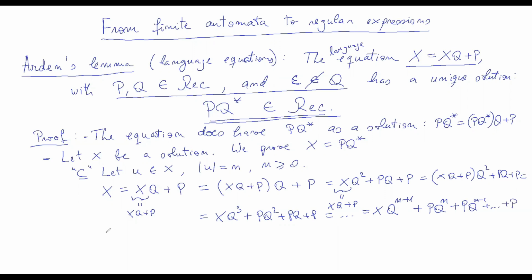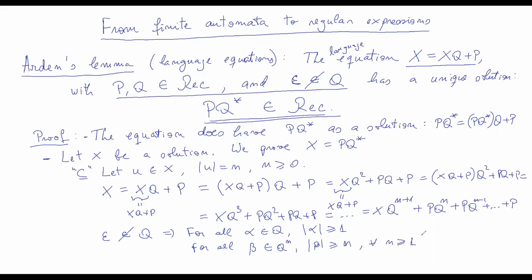And here is where it's really crucial to have this condition satisfied. Epsilon not being a part of Q implies that for all words alpha of Q, the length of alpha is greater than or equal to 1. It also means that for all beta from Q to power n, the length of beta is at least n, for all n greater than or equal to 1. So just based on this argument, all these words here are of length at least n plus 1, because I have Q to power n plus 1.